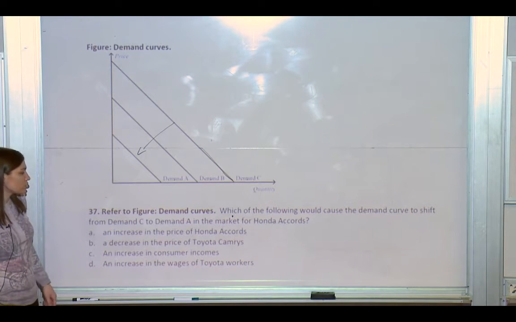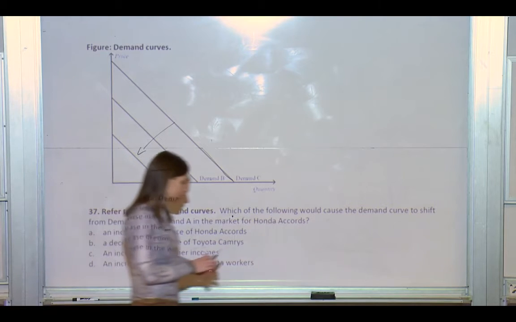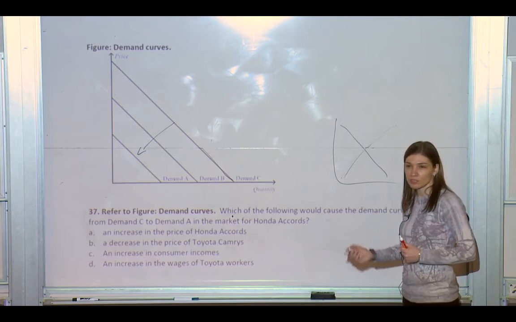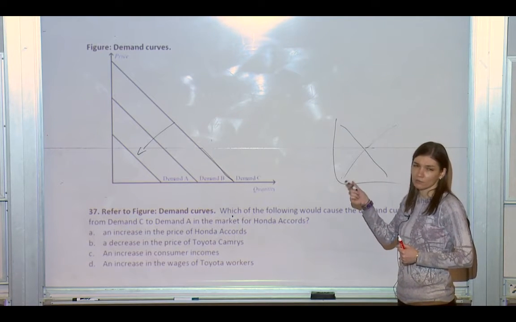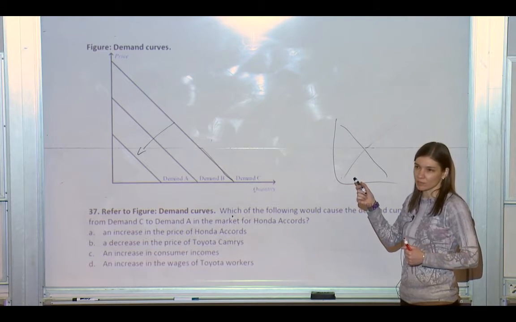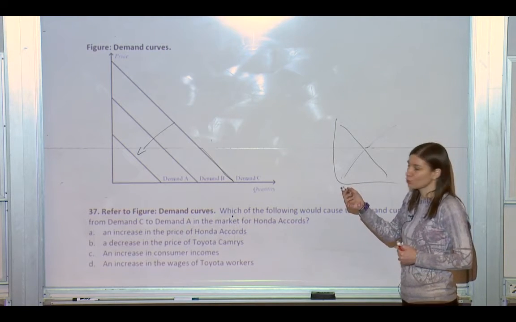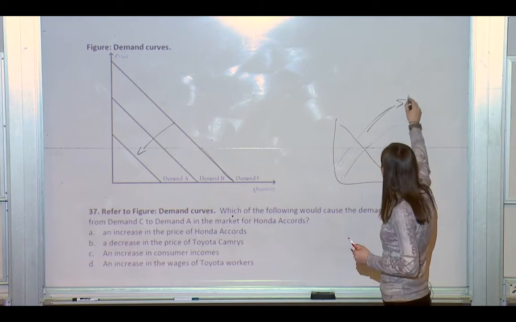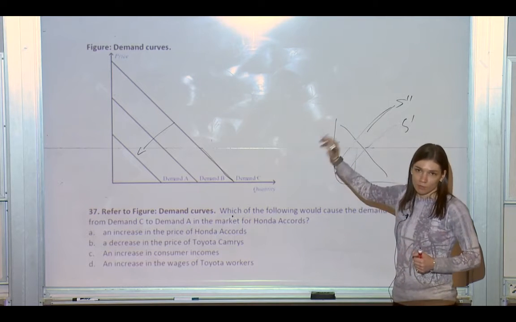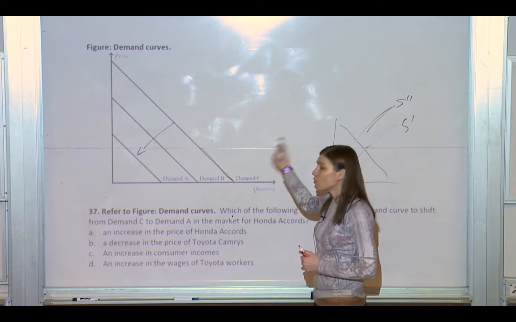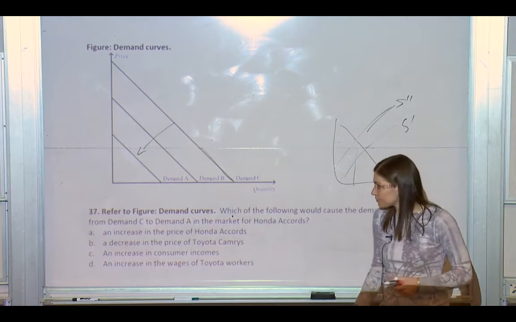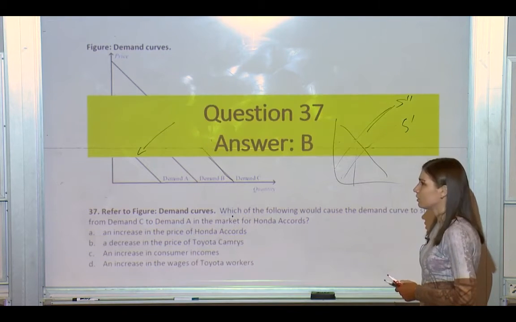Increase in the wages of Toyota workers. So now we're back to Toyota. Let's draw the Toyota market. If there's increase in wages, what does that do? Does it change demand for Toyota? It changes supply, and it decreases supply, right? Because now it's more expensive to produce Toyotas. And if there's a decrease in supply, what happens to quantity and price? The price increases. Right, price goes up, quantity decreases. So you buy more Hondas. So we would buy more Hondas, exactly. All right? Almost done. It's B.